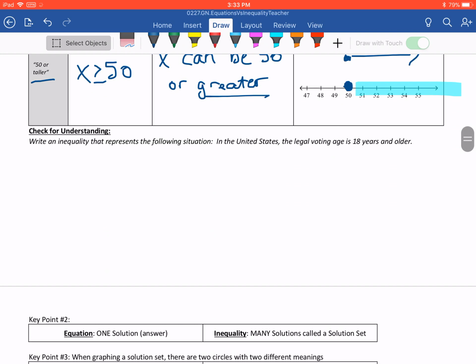All right, a check for understanding. Write an inequality that represents the following situation. In the United States, the legal voting age is 18 years and older. Go ahead and take a second, write down what you think this would be as an inequality, and we'll check it in a moment. The legal voting age is 18 years and older.